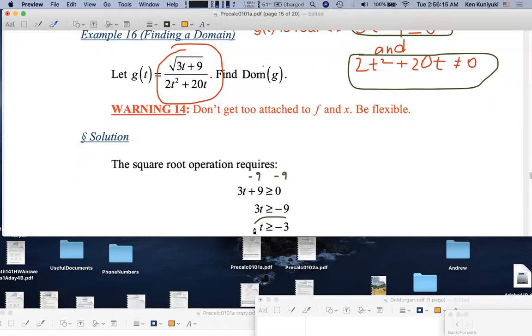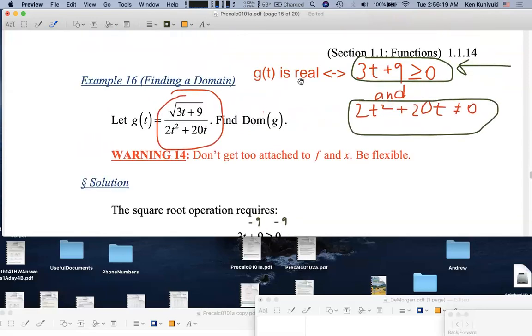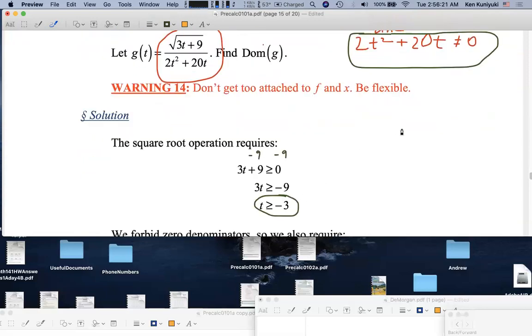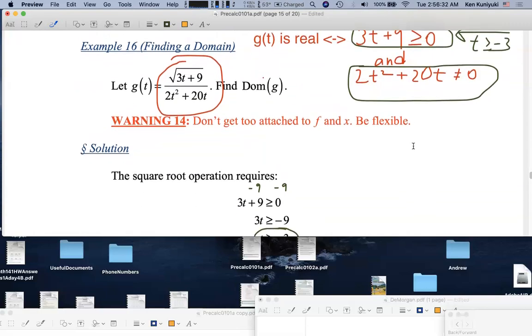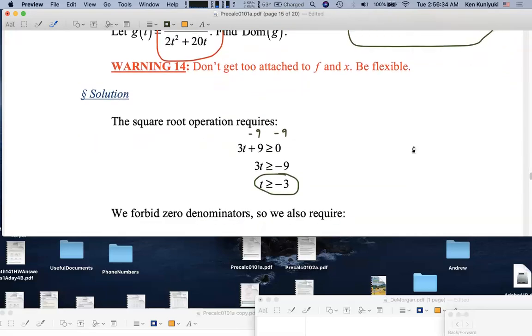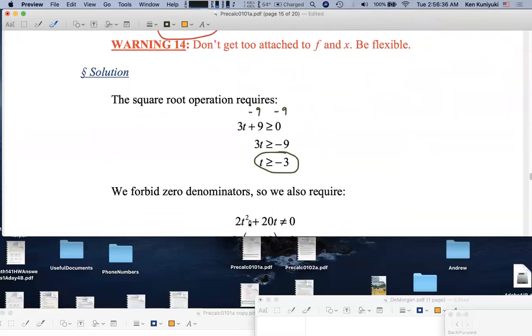So we have this as a condition. G of t is real if and only if, basically, t is greater than or equal to negative 3. And, again, if this thing here is not 0. So we need 2t squared plus 20t to not be 0.